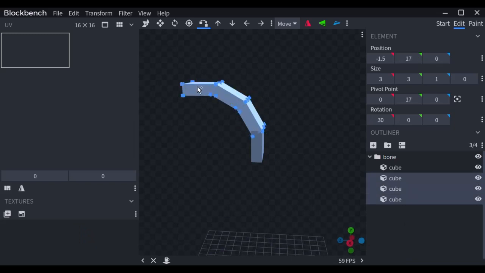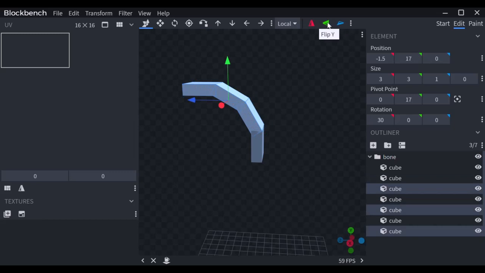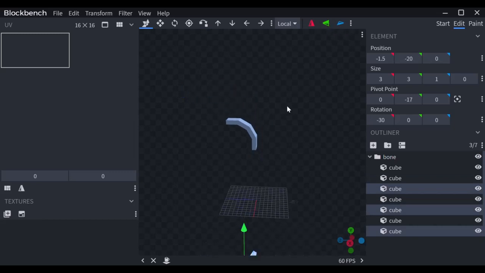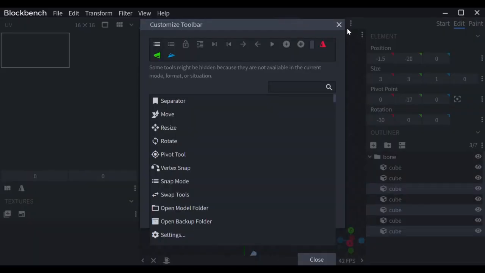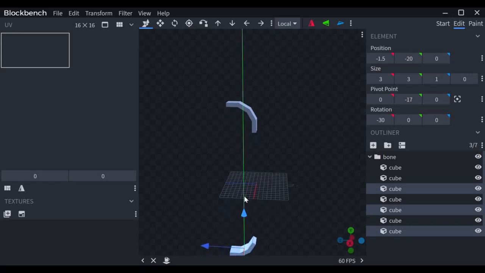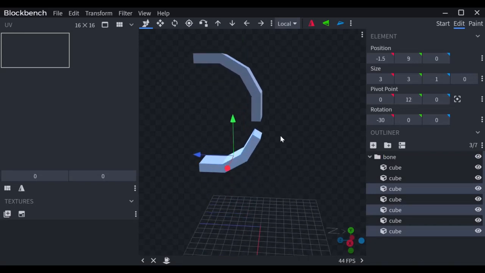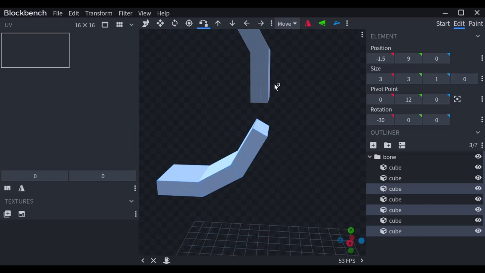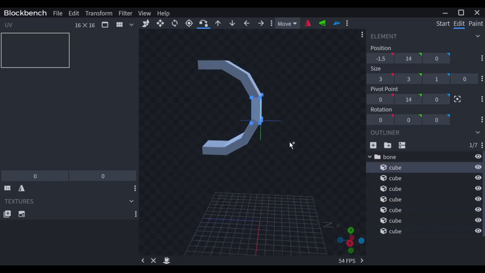So then we're going to duplicate these, flip them along the y-axis. If you don't have these buttons up here, you can get them by customizing your toolbar. They just flip the selected blocks along the x, y, and z axes respectively. Blockbench has a lot of tools. I really like that one, so I put it on my toolbar even though it isn't there by default, and then we're going to snap it.